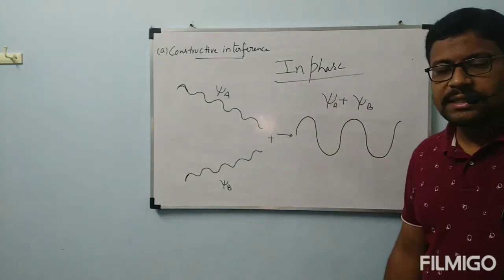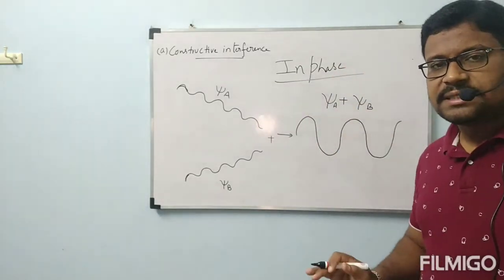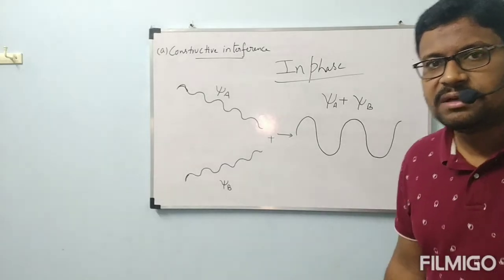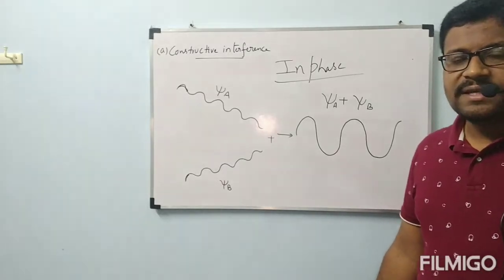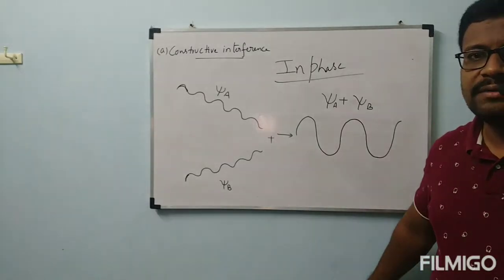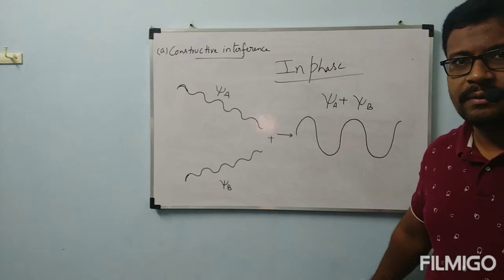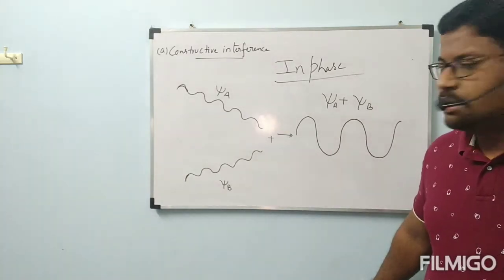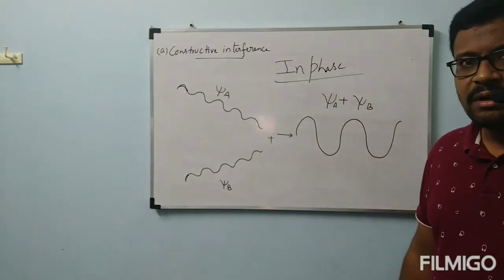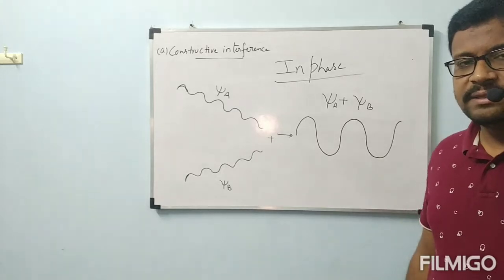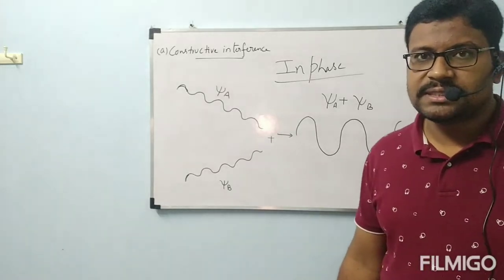The two waves are said to be in phase. That in phase is also called constructive interference. Observe this diagram neatly, all of you. We have another type of interference, that is destructive interference. That one we will see.